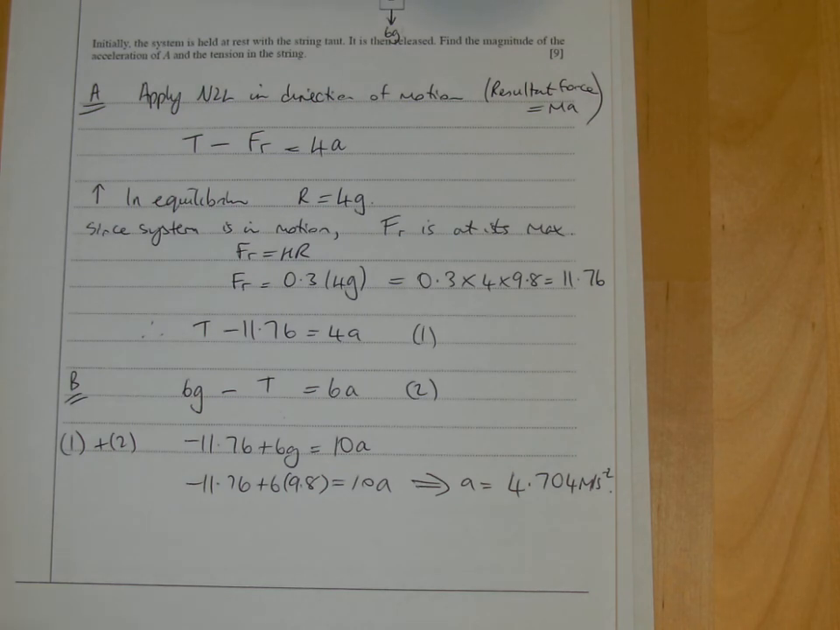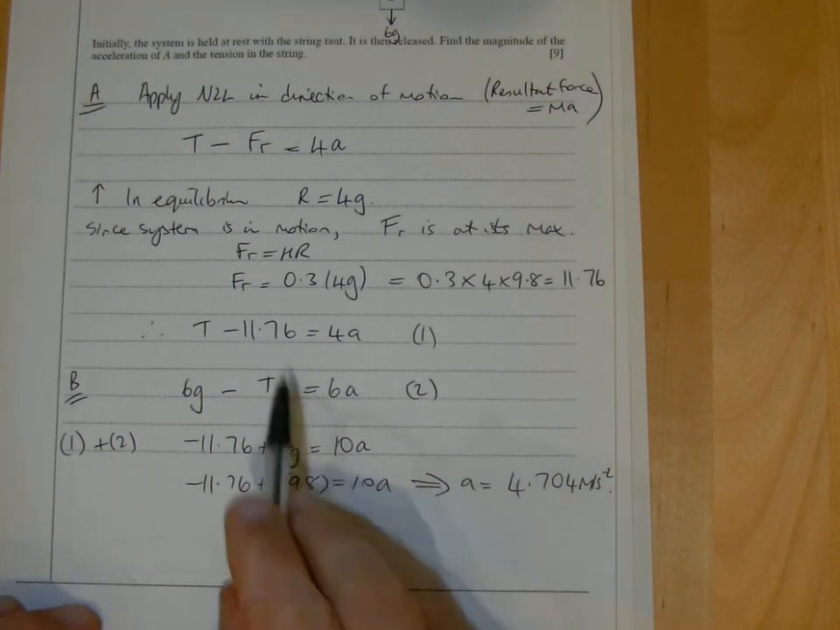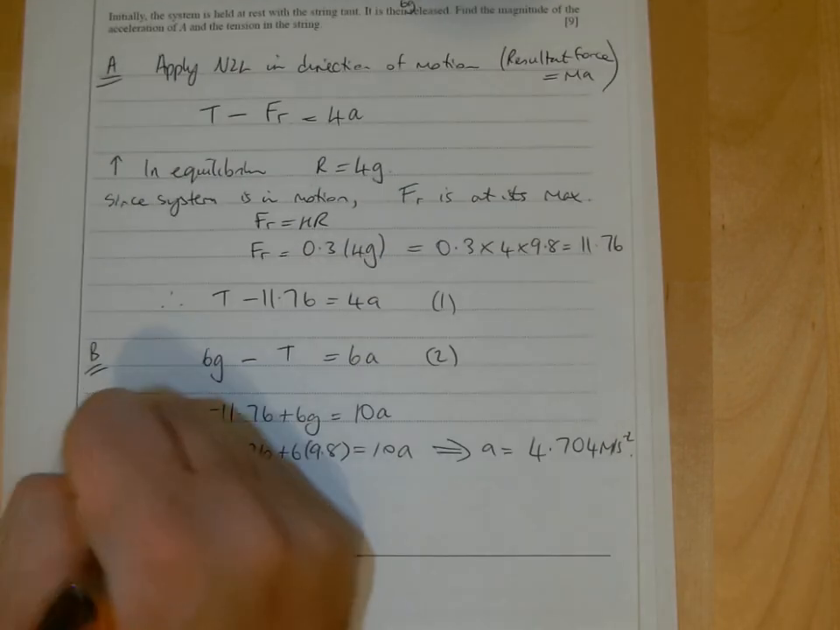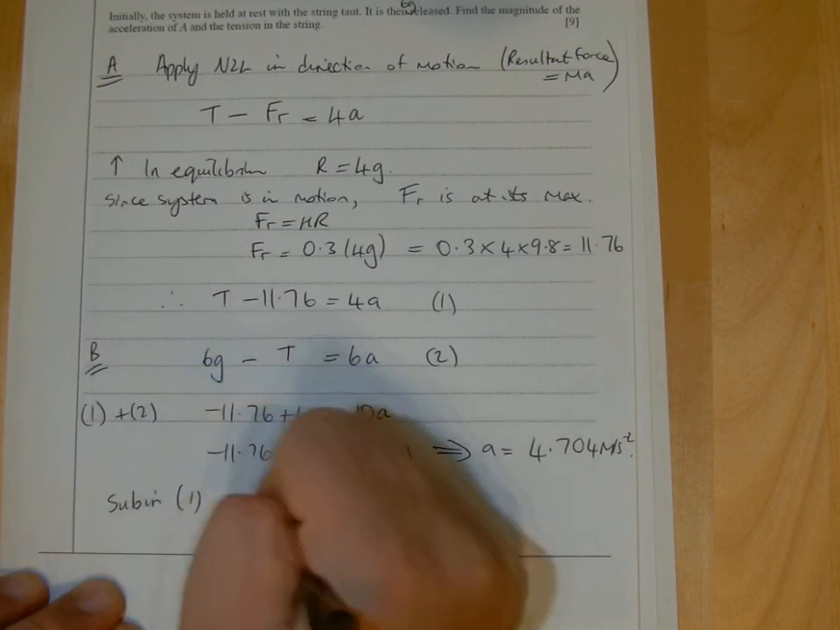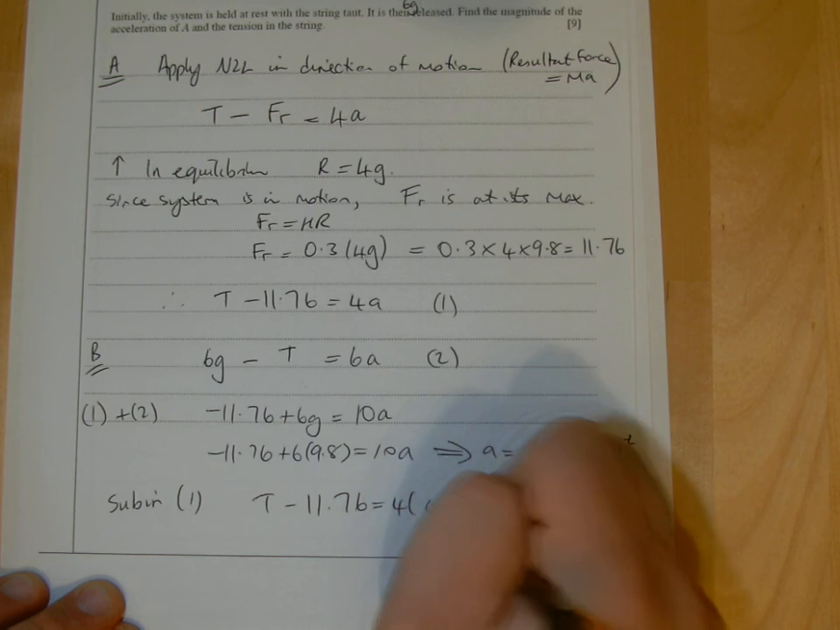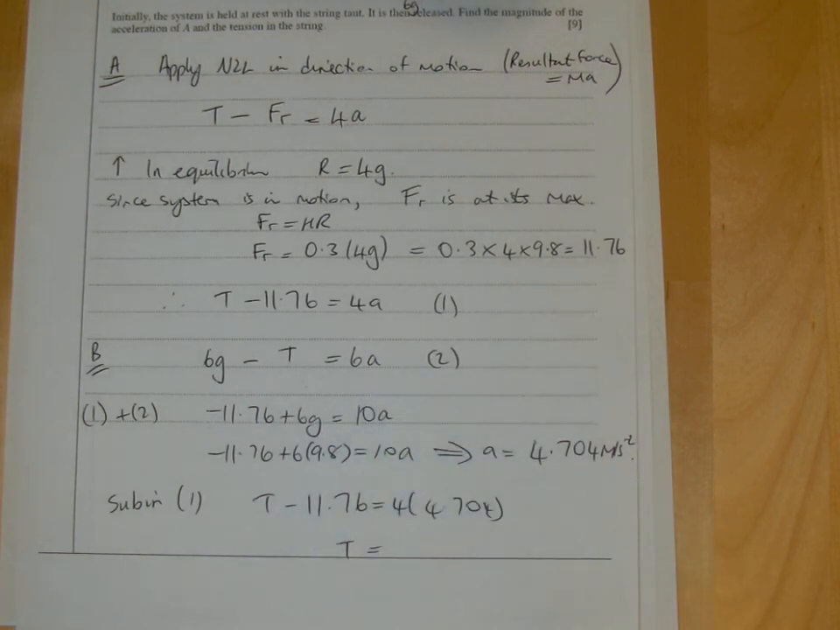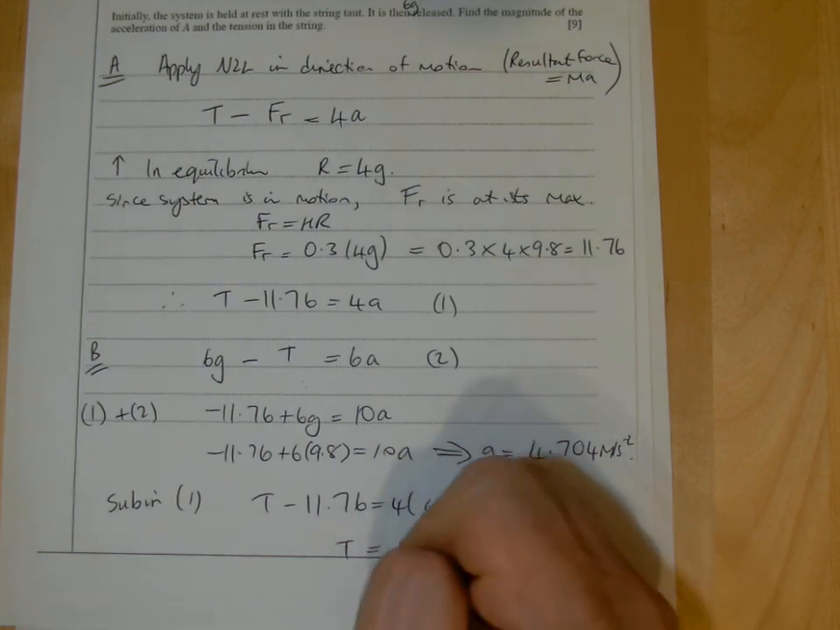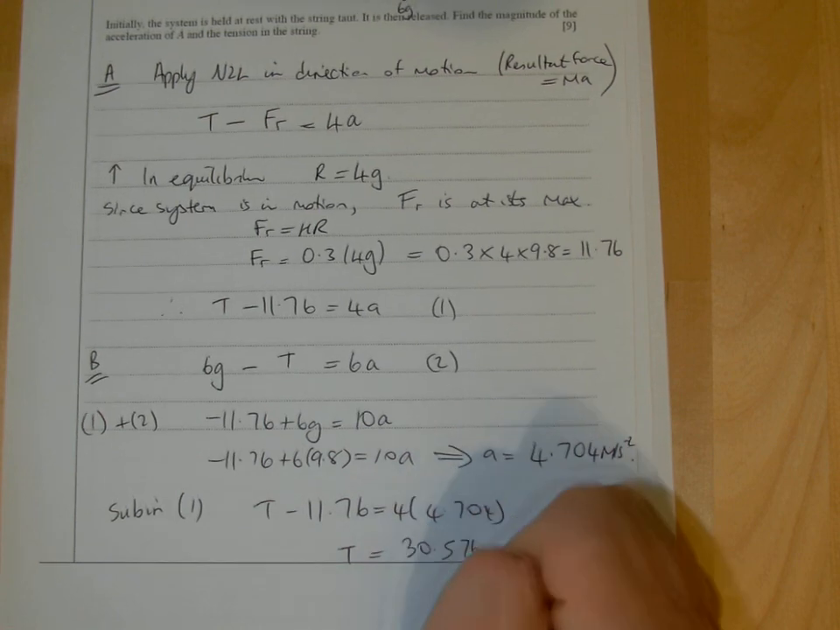To get T then, all you've got to do is sub that into equation 1. So T minus 11.76 is 4 times my answer. I do that, and I get 30.576 newtons.